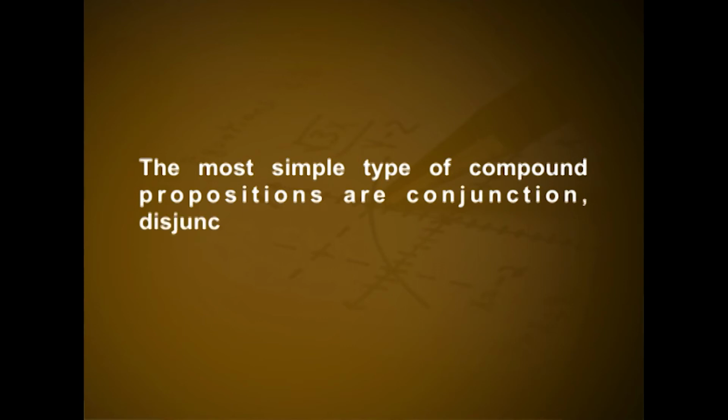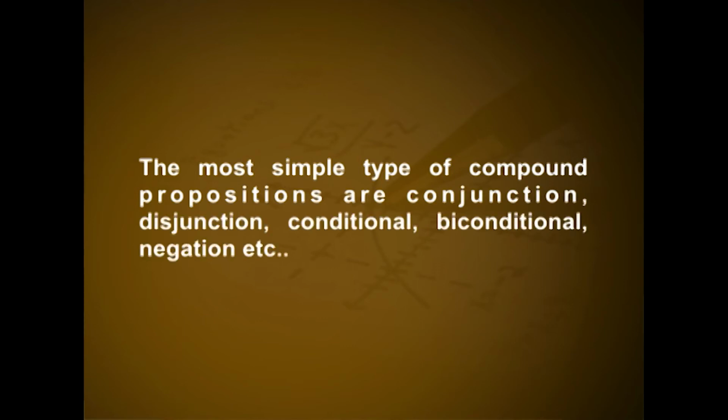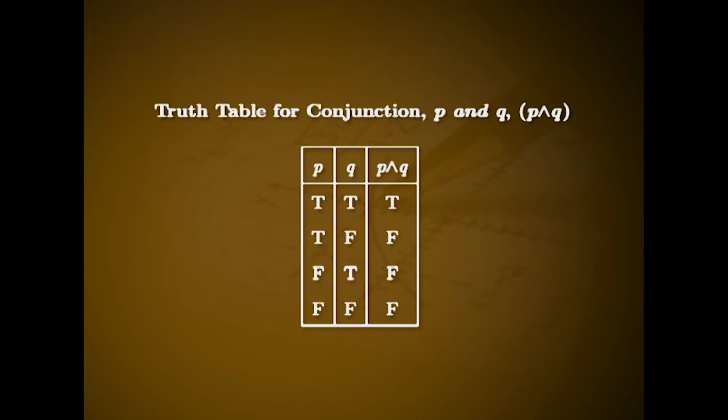The most simple type of compound propositions are conjunction, disjunction, conditional, biconditional, negation, etc. To make things clear, truth tables of such propositions are given below. First is truth table for conjunction P and Q. The first column represents P, the second Q, and the last P and Q.